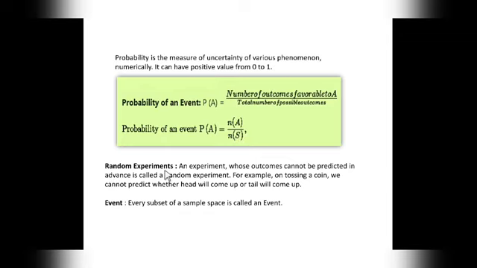Next, random experiments. An experiment whose outcomes cannot be predicted in advance is called a random experiment. For example, if I roll a dice, I will not know whether I am going to get 1, 2, 3, 4, 5, 6. I may get any number. Hence that becomes a random experiment. Or else tossing a coin. If I toss a coin, then I may get heads or tails. First, I cannot predict.